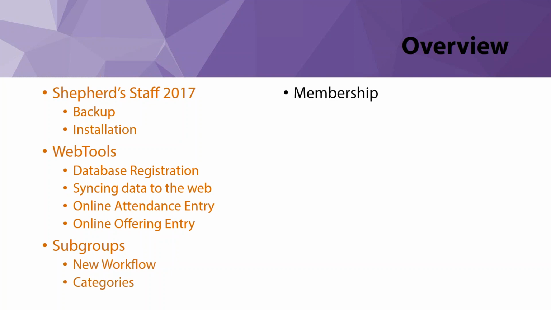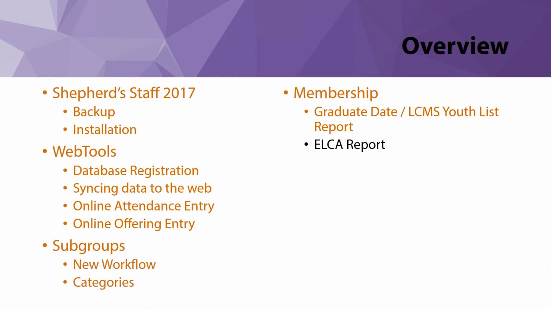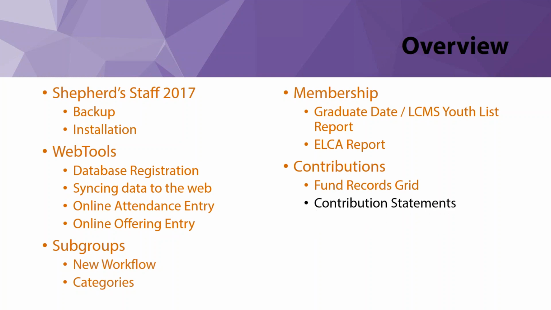After that, we'll stay in the membership module, and we'll show you the graduate date that's been added to each one of the person records, and we'll show you the LCMS youth list report as well. We'll also show you the changes that they've made to the ELCA report. From there, we'll switch over to contributions, where we will talk about the modification to the contributions fund records grid. And we'll also talk about the changes that have been made to contribution statements.